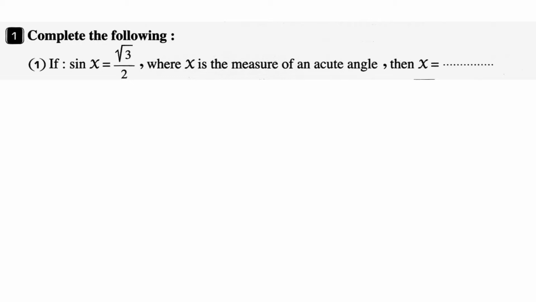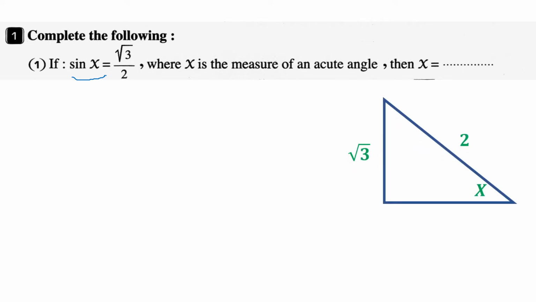Question number 1. Complete the following. If sine x equals root 3 over 2, where x is the measure of an acute angle, then find x. I drew for you this triangle. He said that it is sine x, so sine is the opposite over the hypotenuse. So to find x, what do we do? We need to find the inverse sine. So I will put it on the calculator, shift sine, root 3 over 2, which will give me 60 degrees.